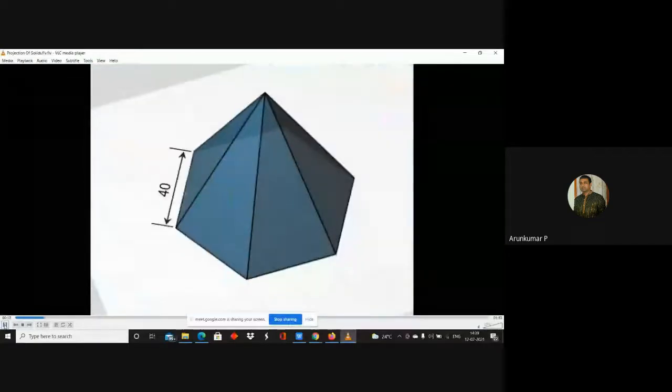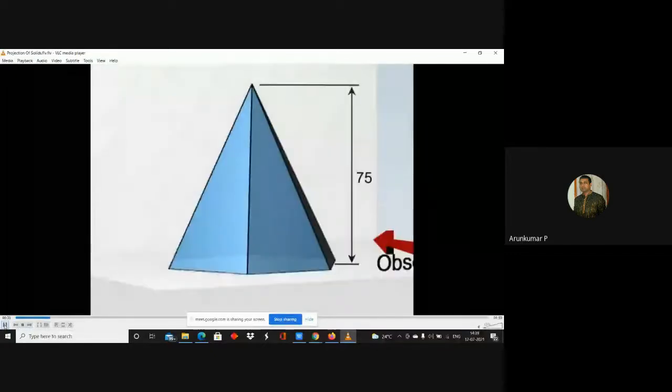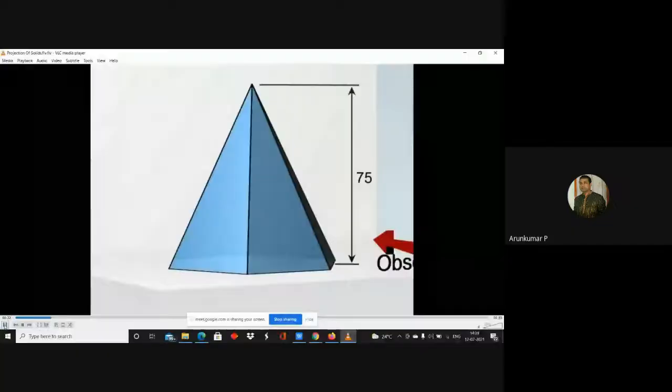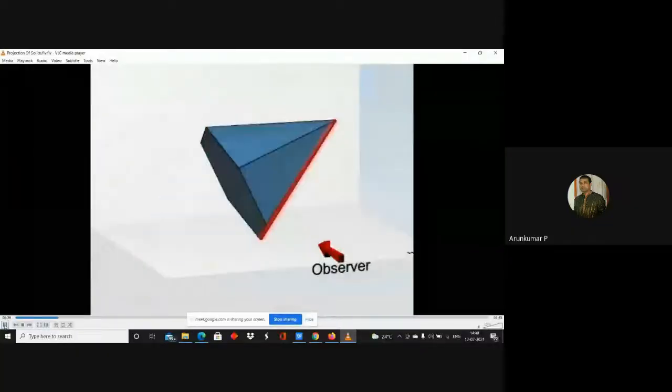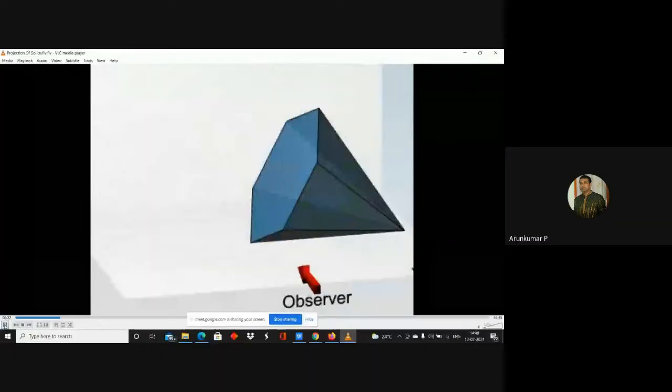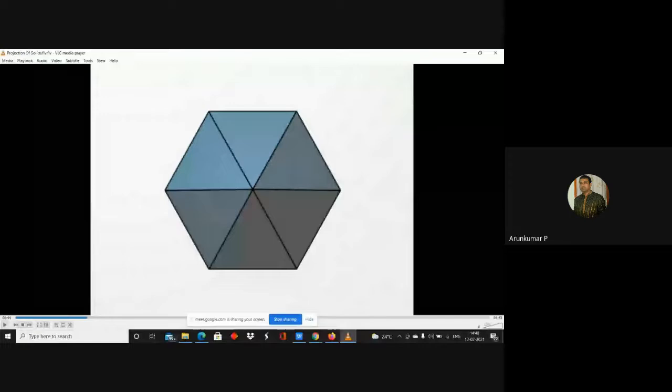So it is a base of 40 and the height is 75 mm. What is required is the lateral, the pyramid is resting on HP on an edge or on a corner.